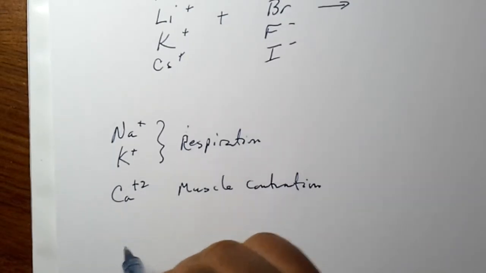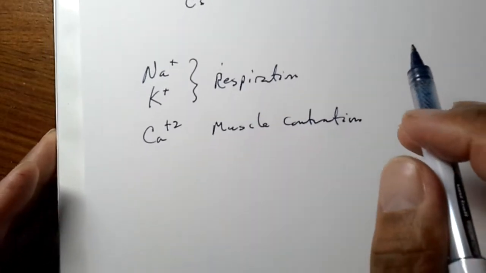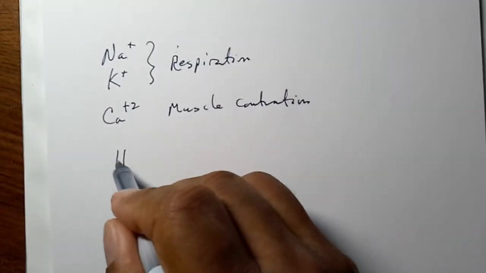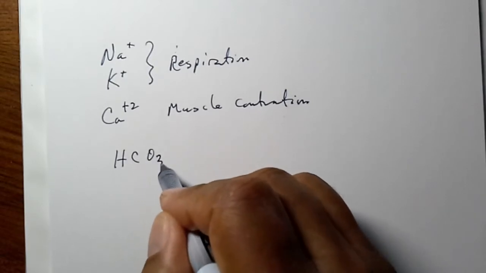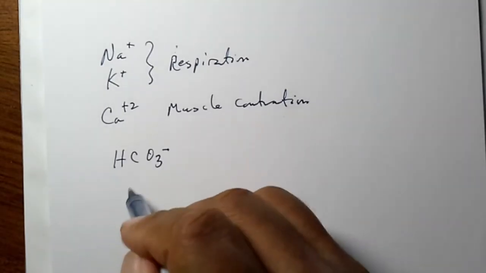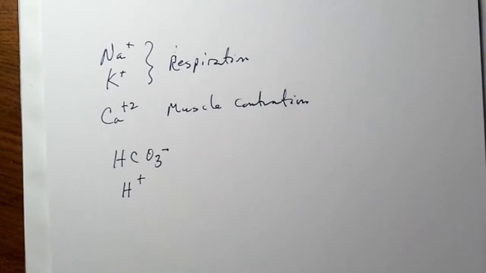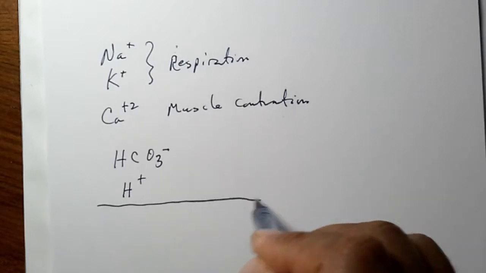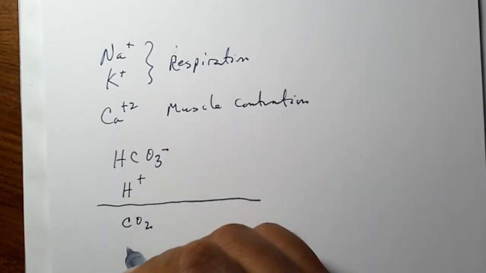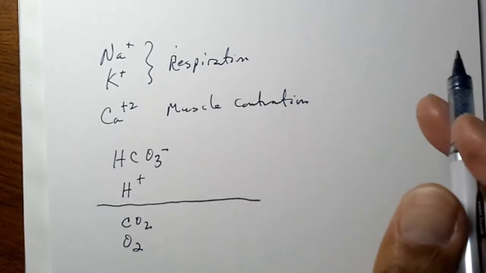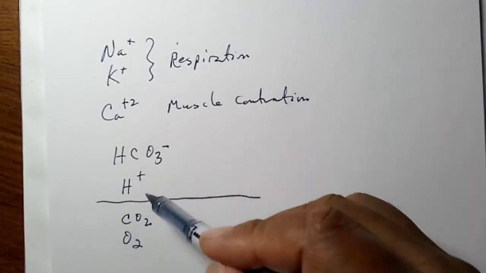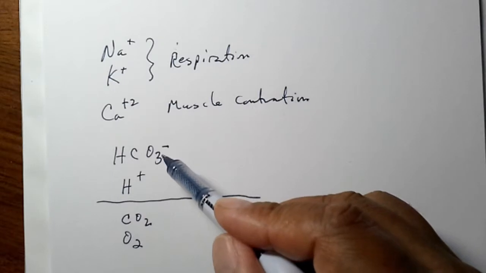And other ionic electrolytes in solution: bicarbonate. Let's not forget hydrogen. And although they're not ionic, they're very important in solution in combination with our hydrogens and our bicarbonates.